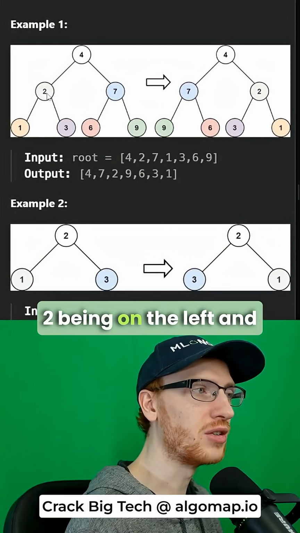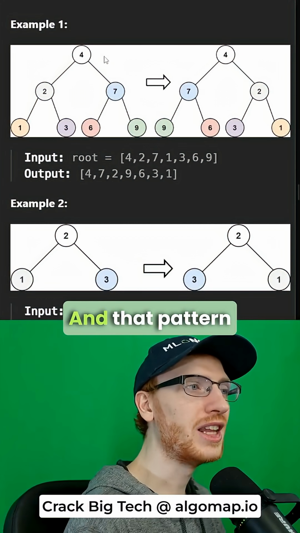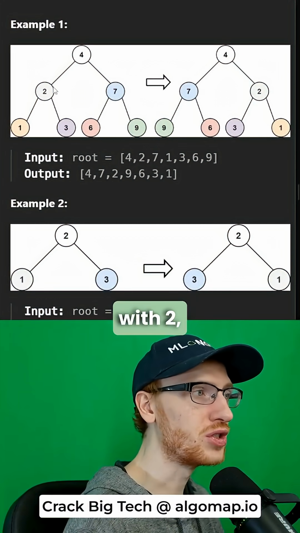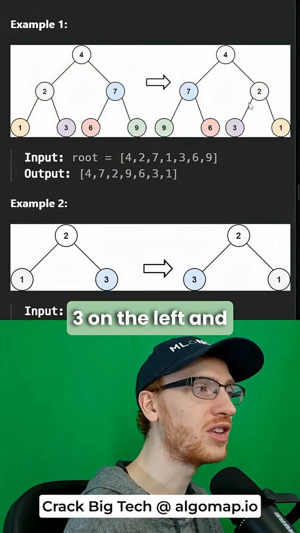Instead of 2 being on the left and 7 being on the right, we have 7 on the left and 2 on the right. And that pattern is followed recursively. With 2, we had 1 on the left and 3 on the right, and over here, we have 3 on the left and 1 on the right.